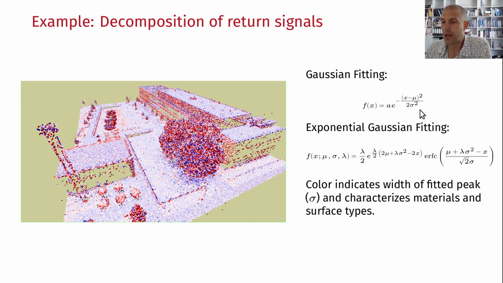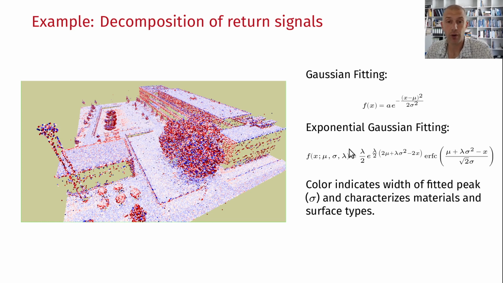Usually you end up fitting a Gaussian, and you then can also indicate the width of that fitted peak. So in other words, you can look at the standard deviation of that fitted peak. That tells you a lot about the material property. So for example, vegetation is scattering or returning much wider beams than the ground surfaces here.